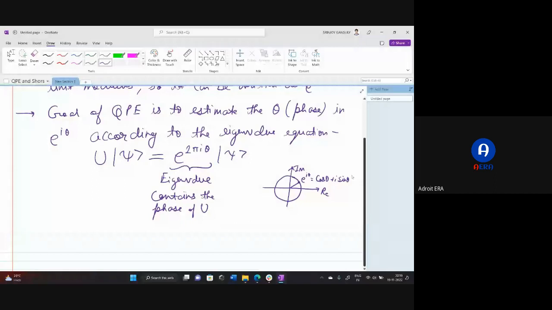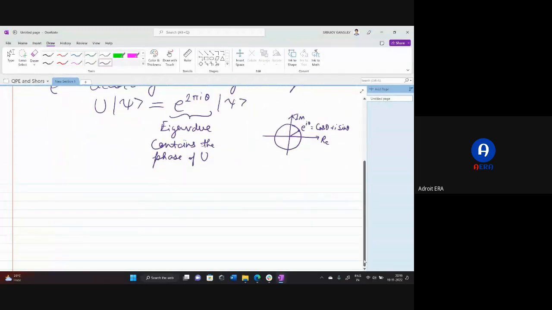This is how we are able to take advantage of multiple things by representing the eigenvalues in the way e to the power i theta. Now what this algorithm will do is estimate this phase, this theta value, which is associated.